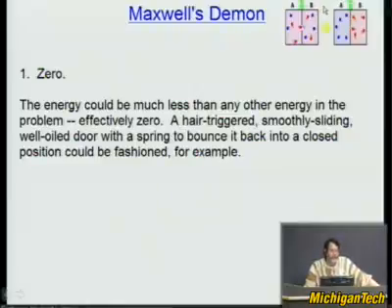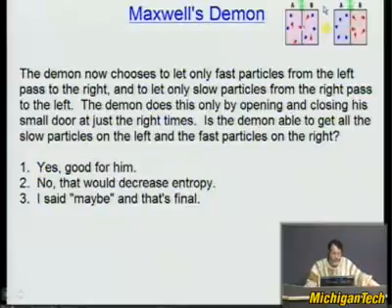So the amount of energy opening and closing the door isn't important. This is one of my things when I was learning Maxwell's demon, thinking, oh, how come no one ever talks about opening and closing the door? So after thinking about it, this is what I believe to be the case. But it is not the end of the problem because the demon now chooses to let only fast particles from the left pass to the right and only slow particles from the right pass to the left. The demon does this only by opening and closing a small door at just the right times.